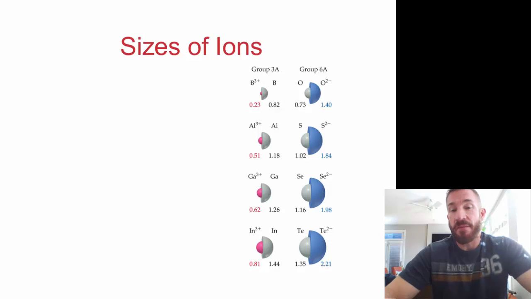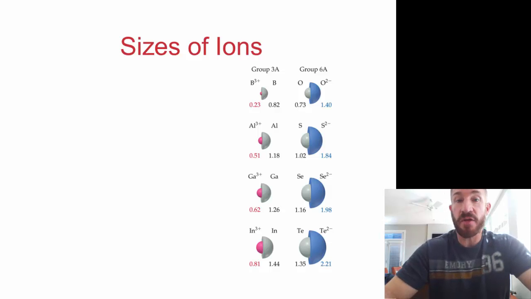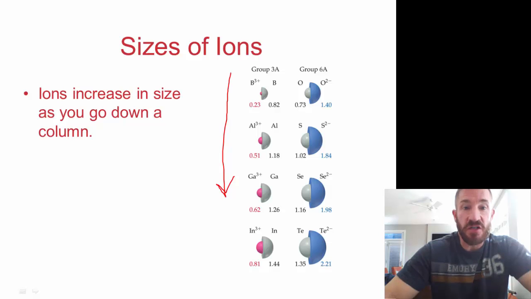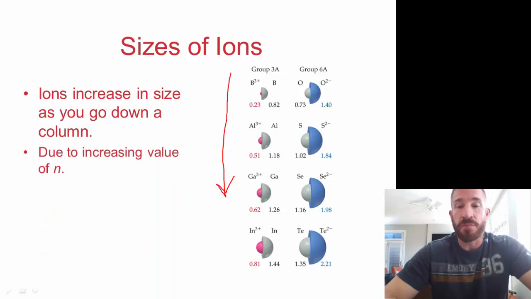And then finally, what happens when you look at a family? Well, as you go down a family, once again, this is the same as if you look at neutral atoms. You're adding energy levels. The size increases as you go down a column because of the increasing value of n, which would be the energy levels.